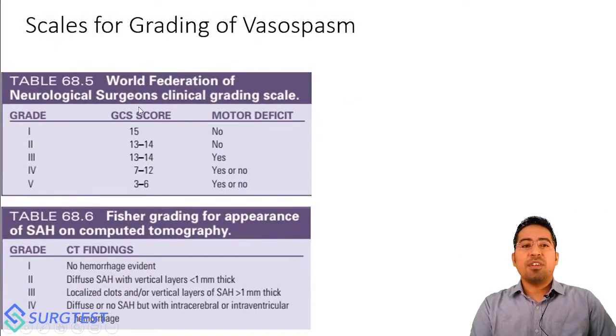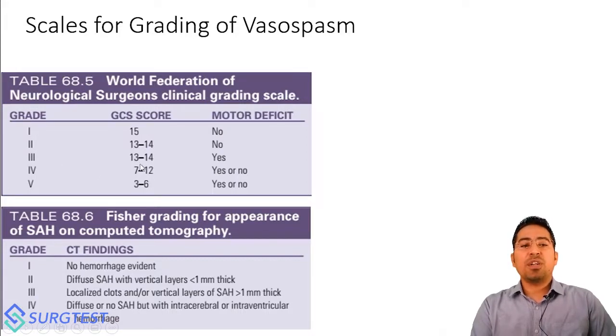This is the WFNS grading scale, which grades based on the GCS score. If GCS is 15 and the patient has no motor deficit, he will be graded as grade 1. If the GCS is 13 to 14 and there is no motor deficit, the patient will be graded as grade 2. If the GCS is 13 or 14 and the motor deficit is present, then the patient will be graded as grade 3.